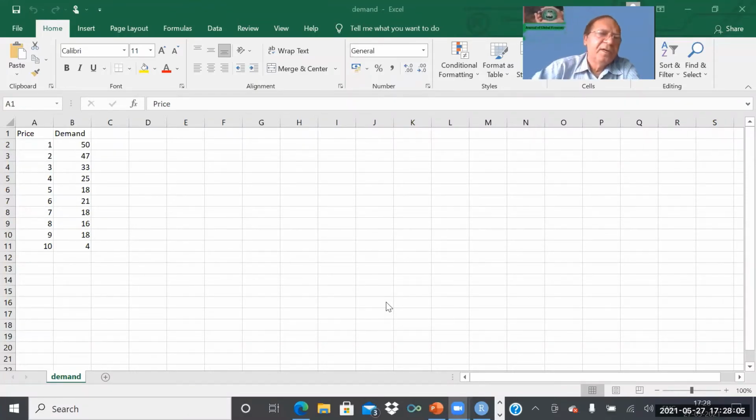So in a day, if the price is 1 rupee, the dealer can sell 50. If the price is 10 rupees, the dealer can sell only 4 pens. So this is the data I have created. Now you can view it in charts, and you can find out the correlation also, that there is a correlation. So I am going to do regression now and test whether the regression is really good or bad. I'm going to do it in R.